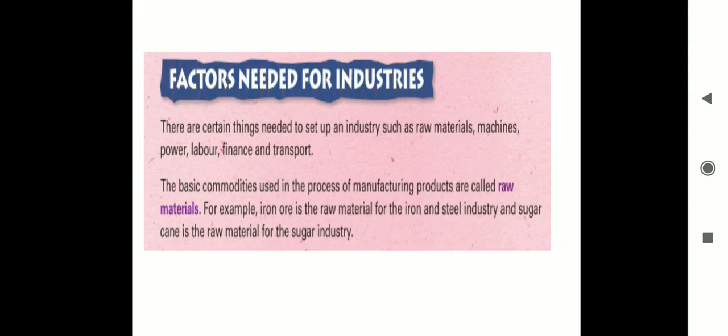Now this sugarcane is used not only for making sugar, but also for making jaggery. Jaggery, as I told you, is also used in our day-to-day life. So that is the raw material required. Sugarcane is the raw material for the sugar industry.